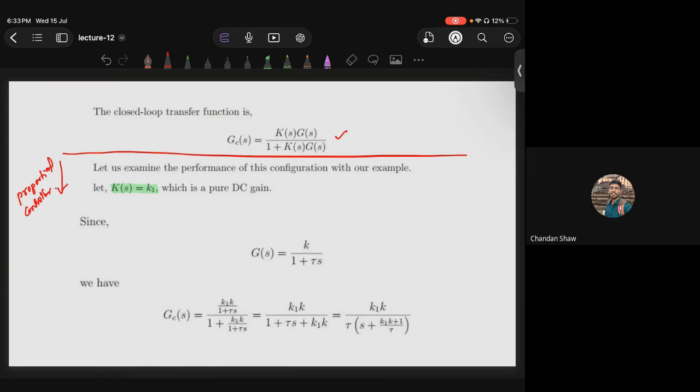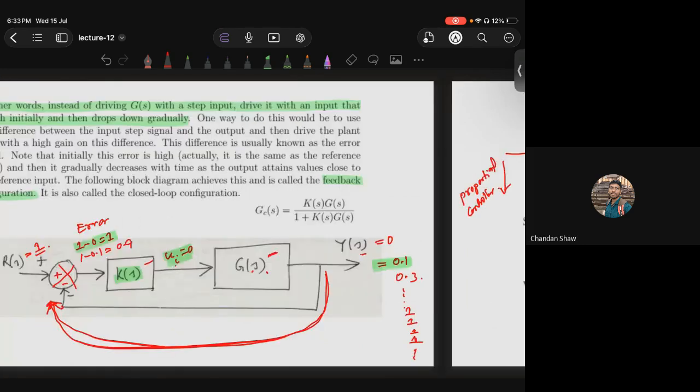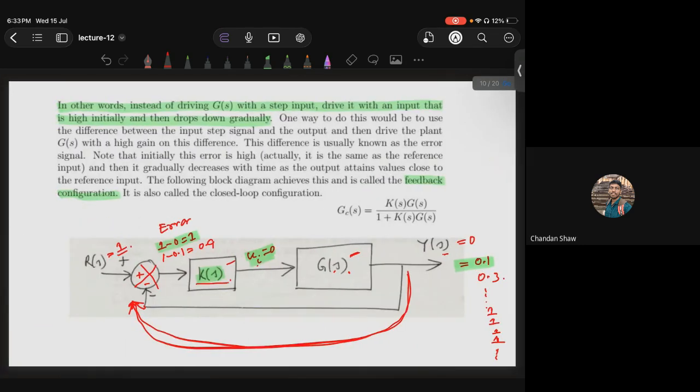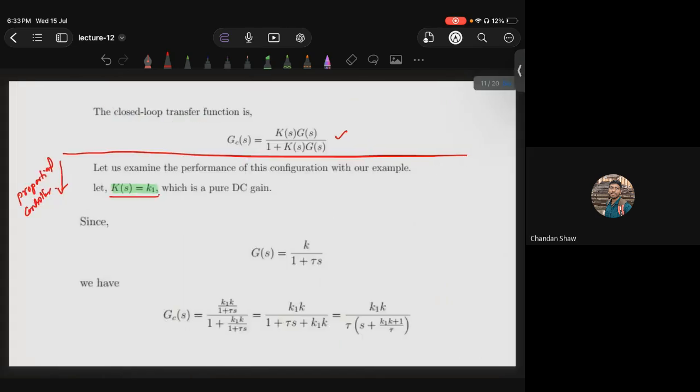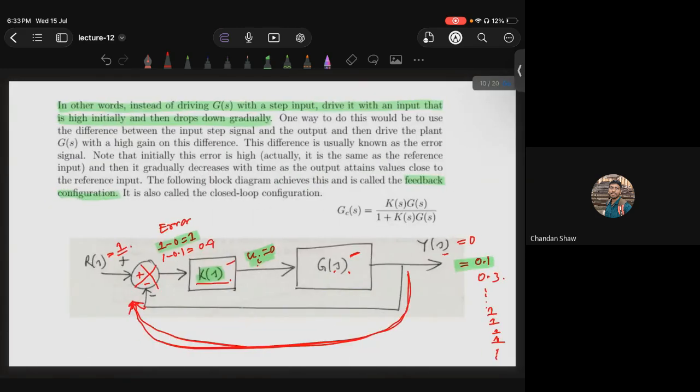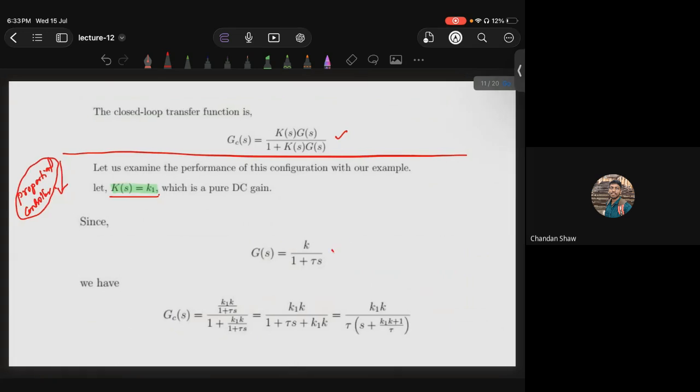So the proportional controller basically means the controller transfer function K of S, choosing the expression for that. So when we choose K of S is equal to K1, some constant, which is a DC gain, we call that as the proportional controller, which is just a value. Now, we substitute K of S is equal to K1. G of S, we have already considered this K by 1 plus tau S.